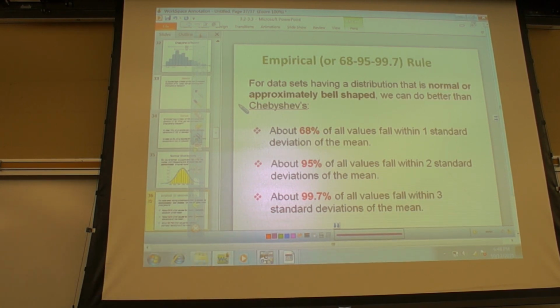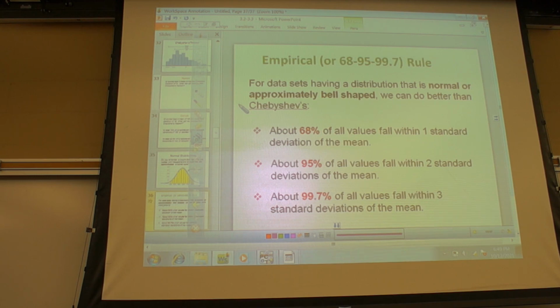Chebyshev also says within 3 standard deviations, at least 89%. So anywhere from 89% to 100%. Empirical rule says if it's approximately normally distributed, it's not between 89% and 100%, that big range. It's right around 99.7%. That's a lot more specific. It's saying right around this spot here.